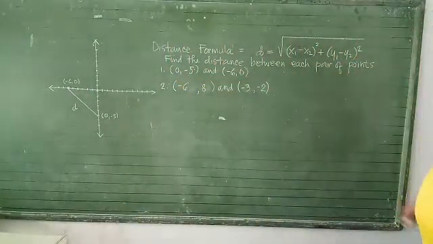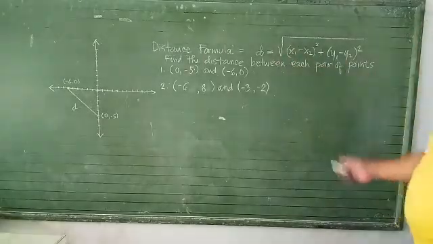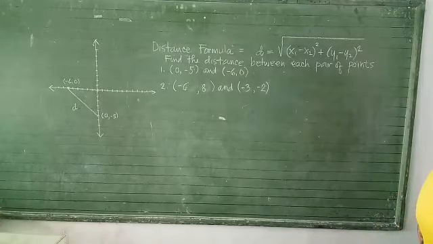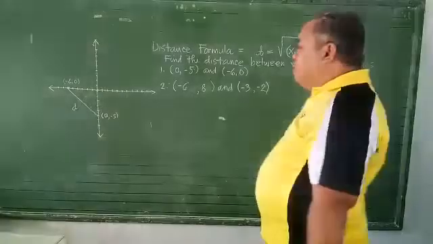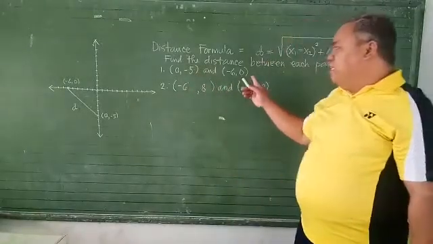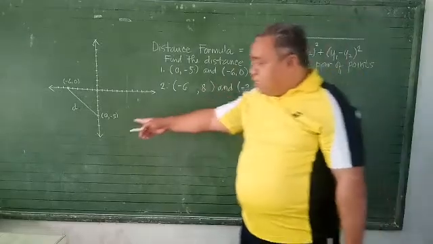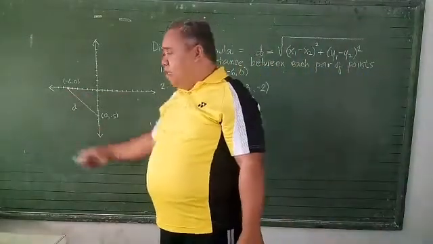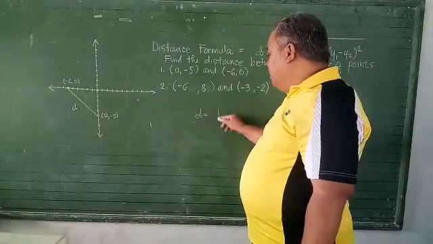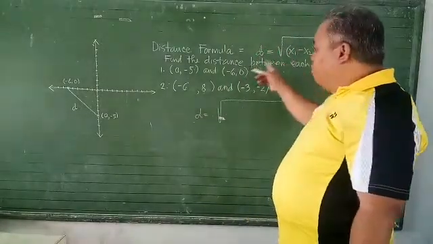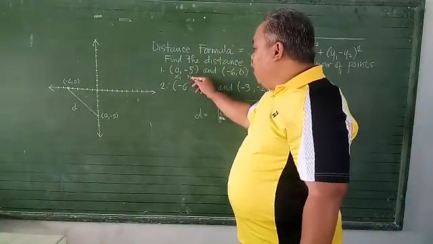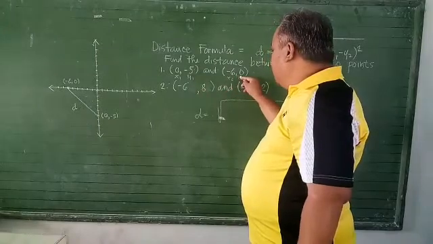We have here d equals the square root of the quantity x sub 1 minus x sub 2 squared plus the quantity y sub 1 minus y sub 2 squared. So let's start. Take note that our first point is (0, -5) and our second point is (-6, 0), as stated here in our Cartesian plane. Using the distance formula, d equals the square root of x sub 1. Let's put a legend: x sub 1, y sub 1, x sub 2, then y sub 2.